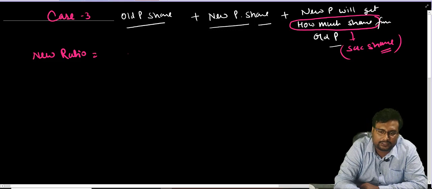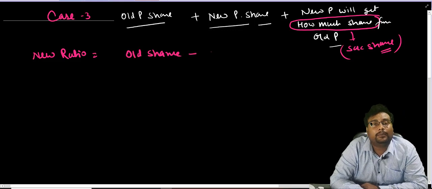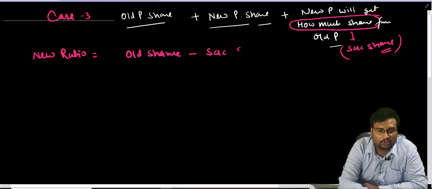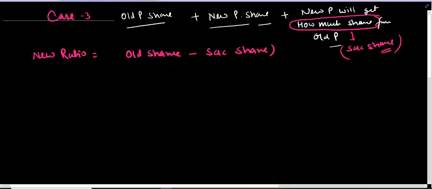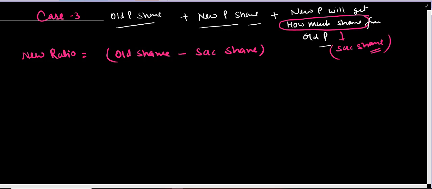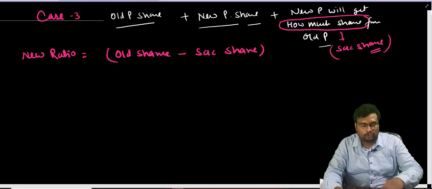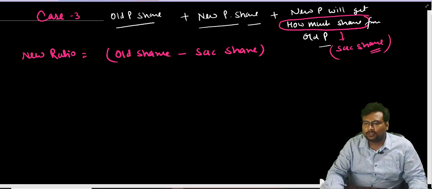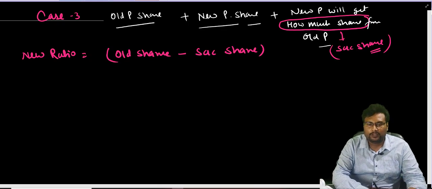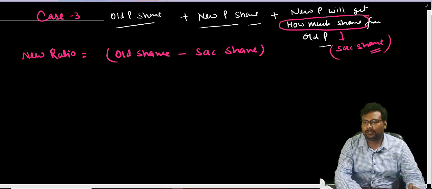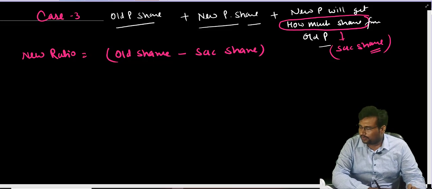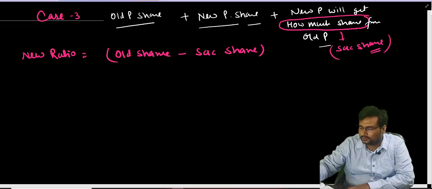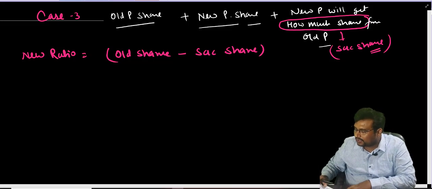New ratio is equal to old share minus sacrificing share. Old share minus sacrificing share. Got it? So just solve the question on this. New ratio is old share minus sacrificing share. So we have a question.